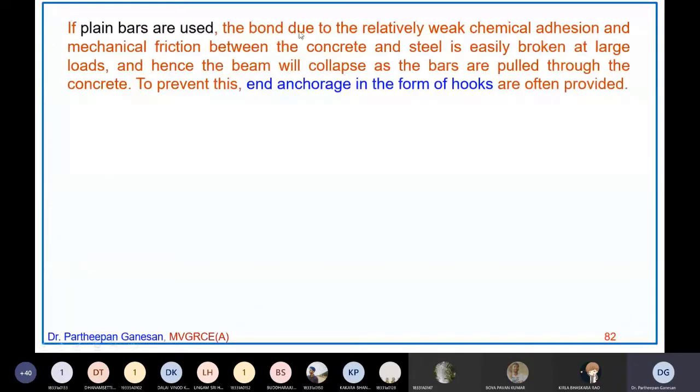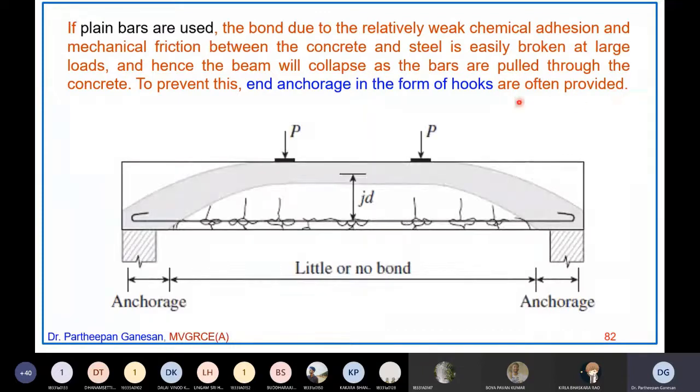Now, if plain bars are used, the bond is relatively weak. Obviously, if the bars are very plain, the bond or friction between plain bars and concrete is very small. So it will easily break at large loads. Hence, the beam will collapse as the bars are pulled through the concrete. To prevent this, end anchorage in the form of hooks is often provided. For example, here I have provided mild steel, a plain bar, like this.